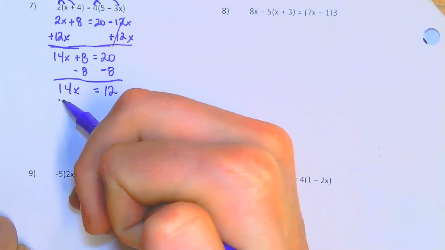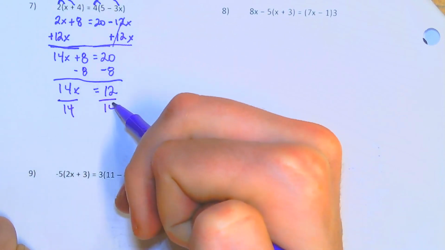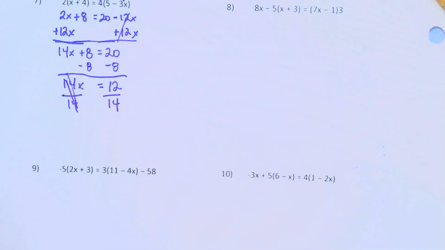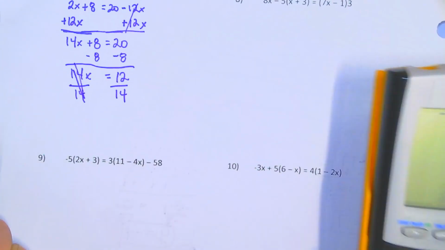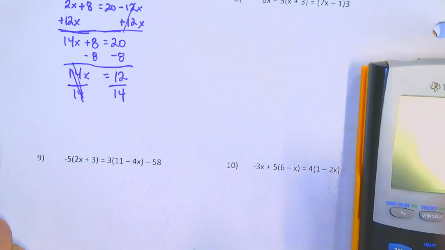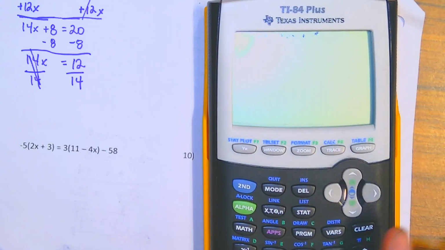The first thing I want you to do is divide both sides by 14, since that is going to get rid of our number. The 14s are going to cancel. Now, what you can see here is that x is equal to 12 over 14. That is just our fraction. So I'm going to bring in this calculator here to show you a little bit of a trick to use.